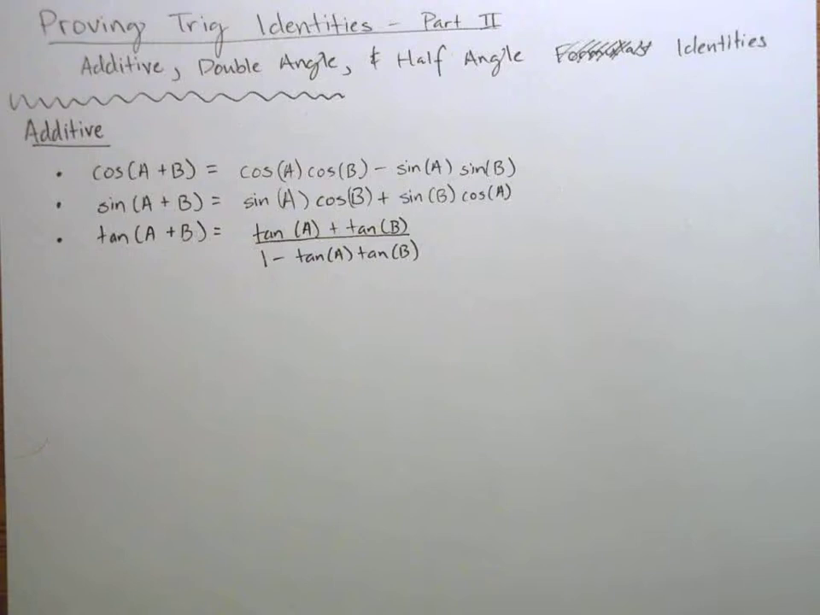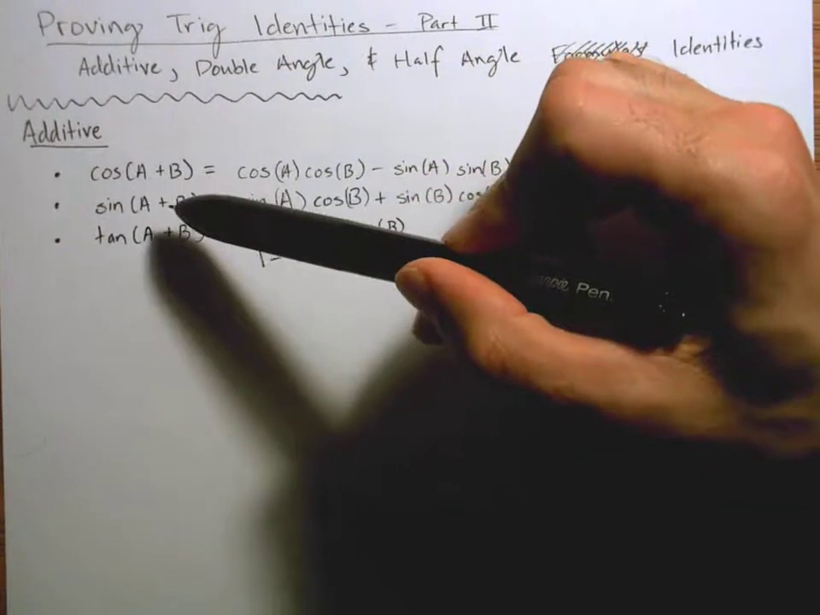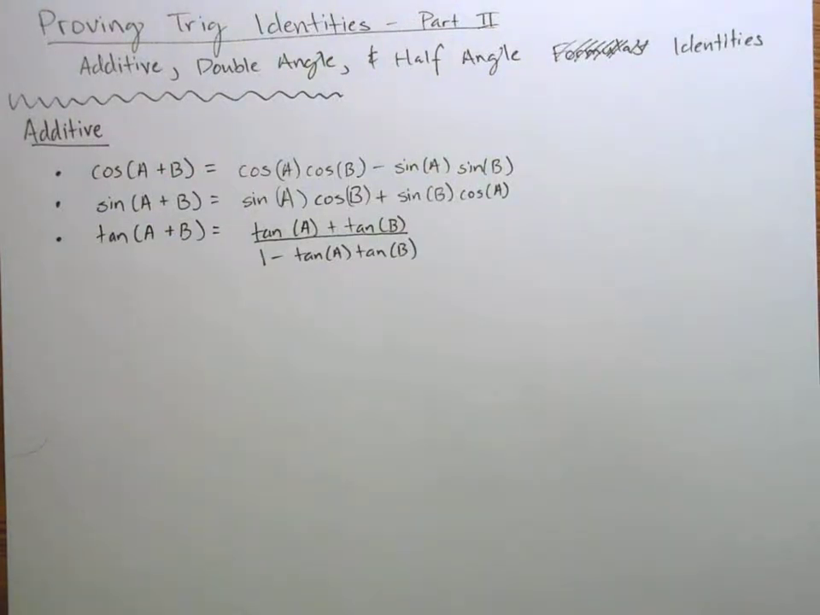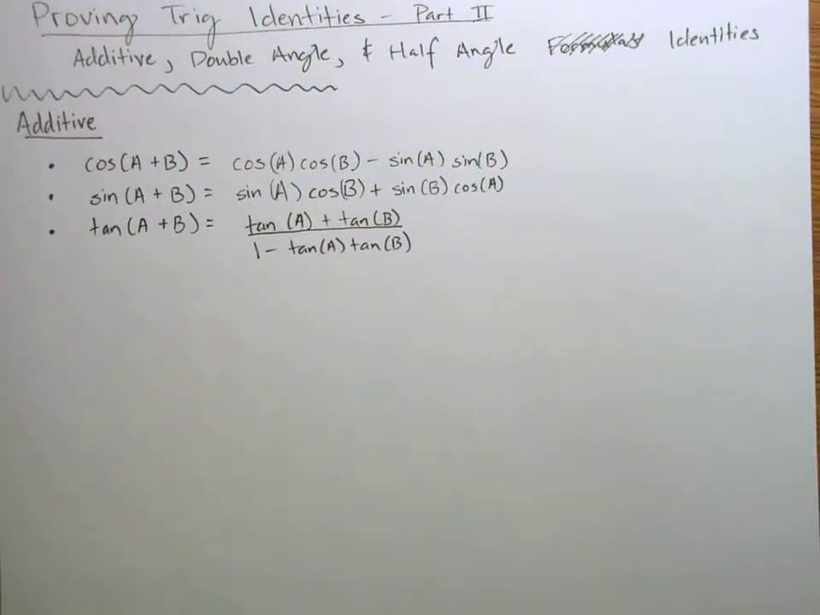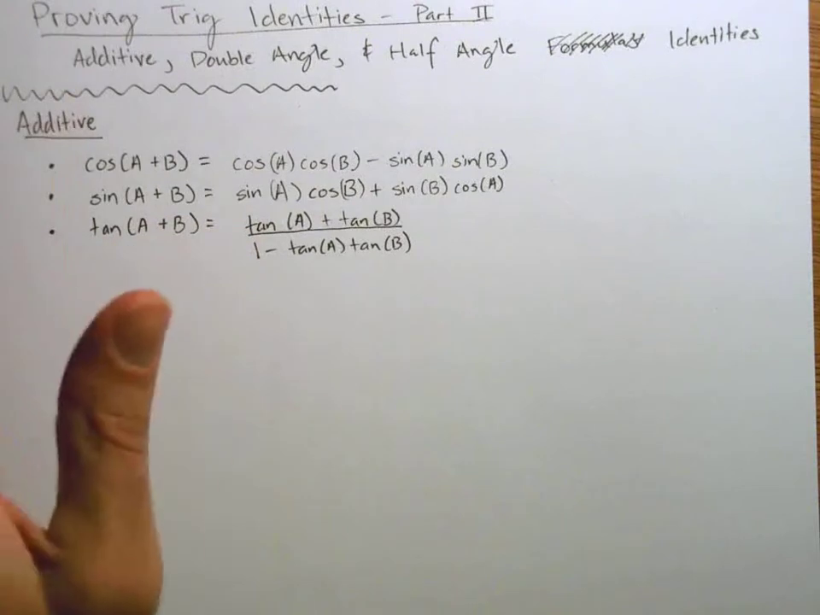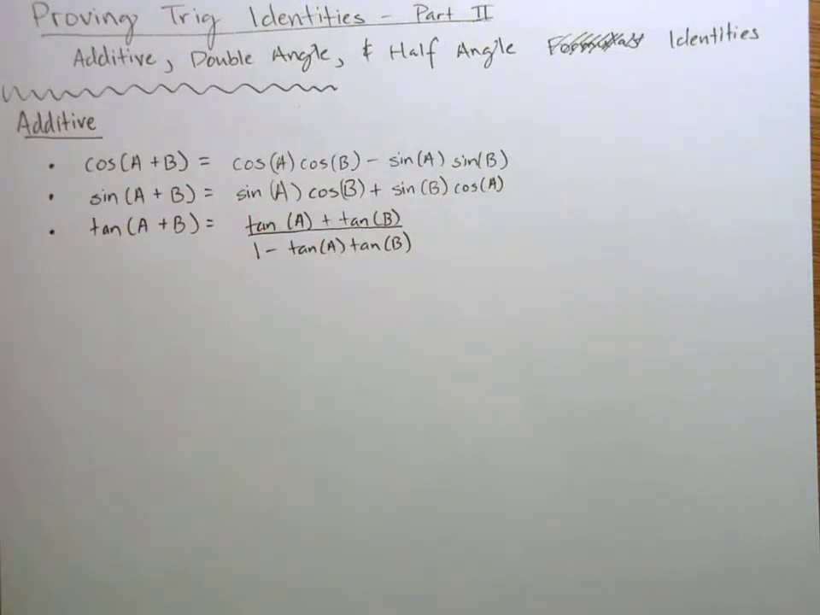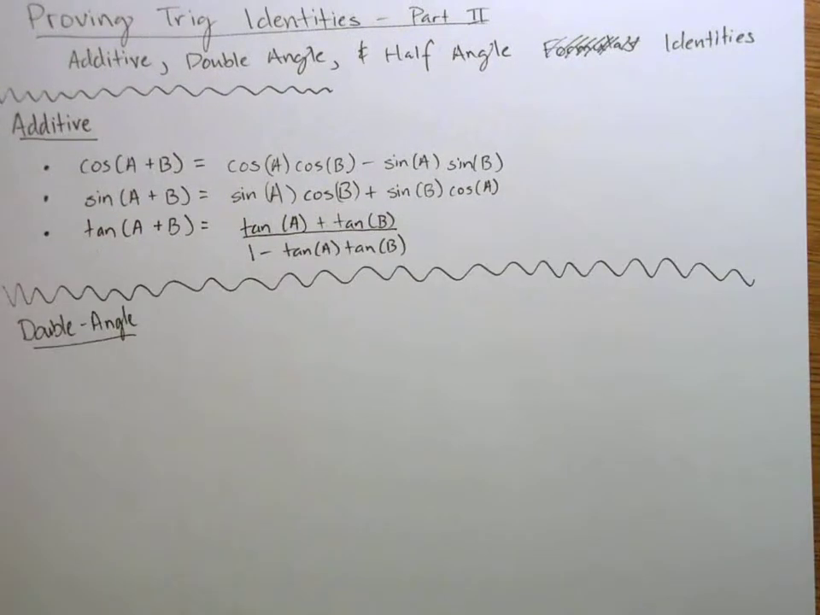Identities Part 2. I want to make sure that we're all on the same page. We proved these two in class today. We haven't proved the tangent one, but we will soon. So without further ado, copy these down and make sure you have them. We'll be using these for the remainder of the video. So pause. If you're watching it, then you're ready to keep moving.